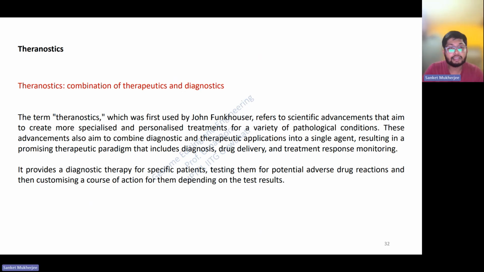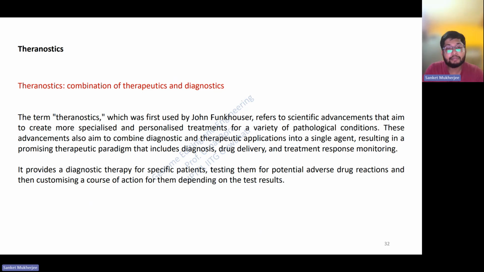Theranostic is a term used for a combination of therapeutics and diagnostics. The term theranostics, which was first used by John Funkhauser, refers to scientific advancements that aim to create more specialized and personalized treatments for a variety of pathological conditions. These advancements also aim to combine diagnostic and therapeutic applications into a single agent, resulting in a promising therapeutic paradigm that includes diagnosis, drug delivery, and treatment response monitoring.